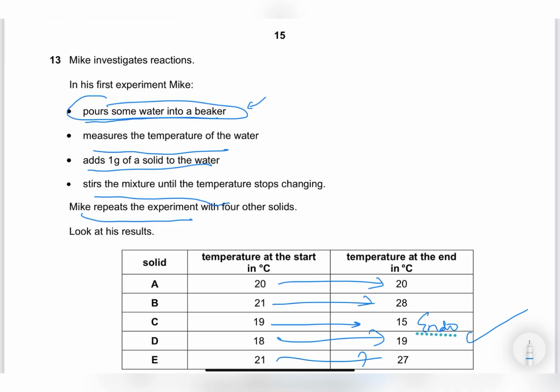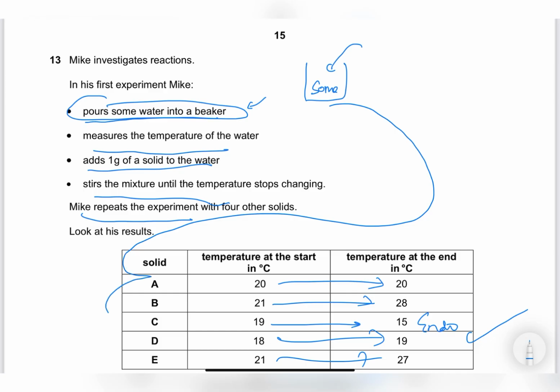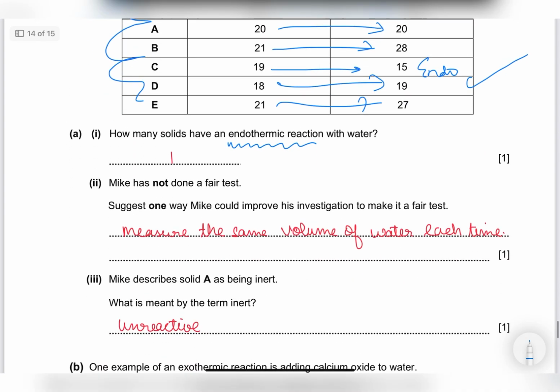If you are not measuring, if you are just adding some water blindly, then you are using different water for all the solids, right? So you have to measure the same volume of water each time. Repeat after me, same volume. This is the control variable, the same volume of water each time. You cannot say 'some water' in an investigation.